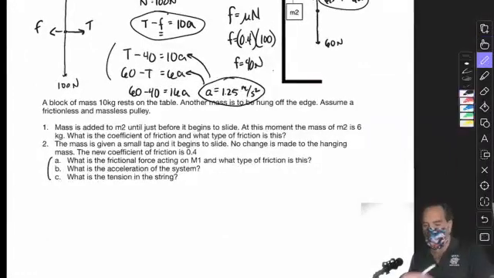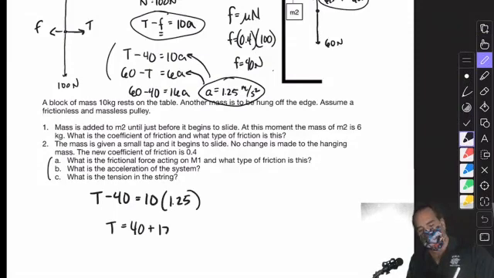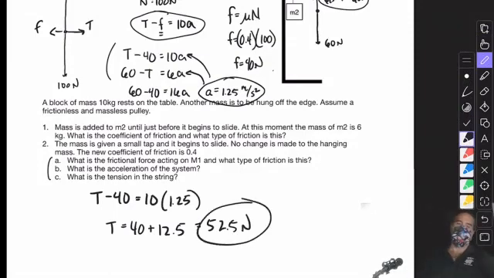So to find that tension, I'm going to say T minus 40 equals 10 times 1.25. That's going to be T equals 40 plus 12.5, or 52.5 newtons. That's the tension. I could plug it into both and check my work. You guys who have maybe sometimes spotty algebra skills, it might be in your best interest to check your work. All right, that's problem 1.